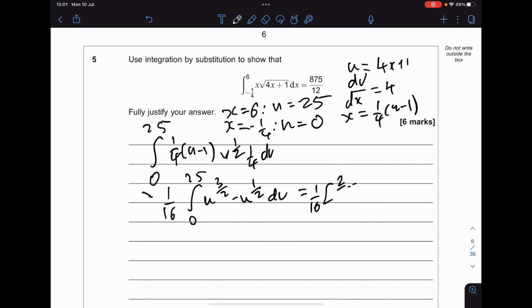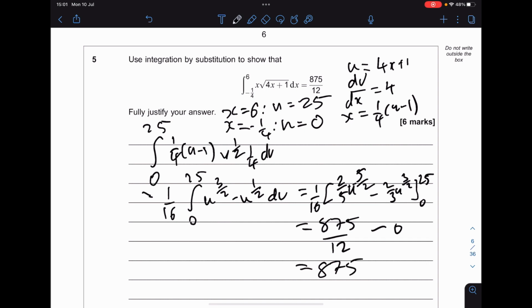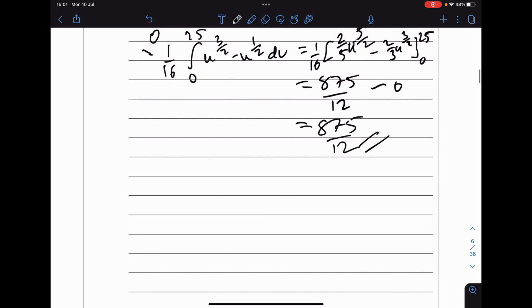That's going to be 2/5 u to the 5 halves minus 2/3 u to the 3 halves, evaluated between 0 and 25. That's just a case of subbing everything in and proving that you get 875 over 12, making sure you sub in the top limit first and then the bottom limit. And if you do that, you're going to get that minus 0. So, of course, you just get the 875 over 12 as required.